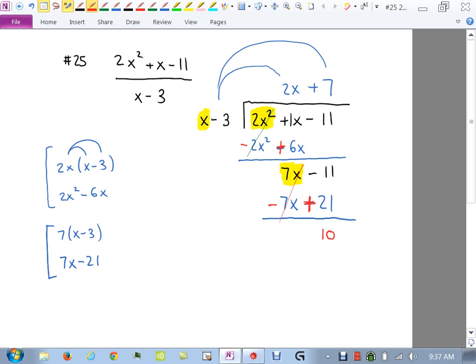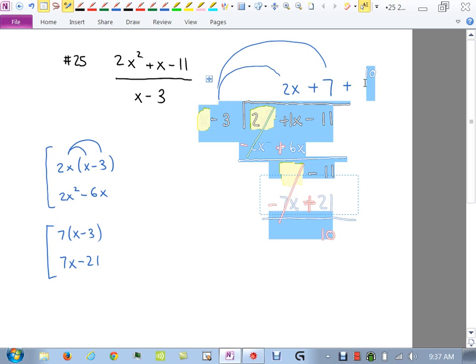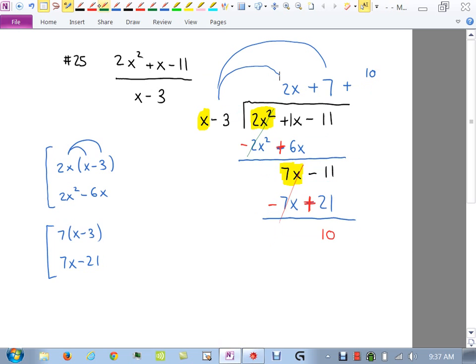At this point, I can stop because I can't turn an x into a 10. So that's my remainder. So what we do is we go back up to the answer up here. Next to the 7 up here, I put plus the remainder over, over what? The divisor, x minus 3. That is your answer here.